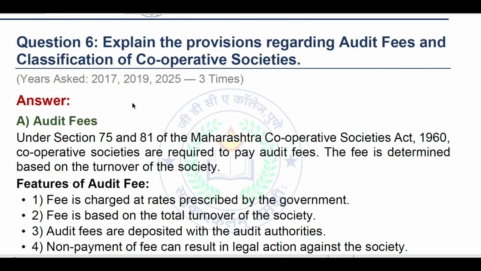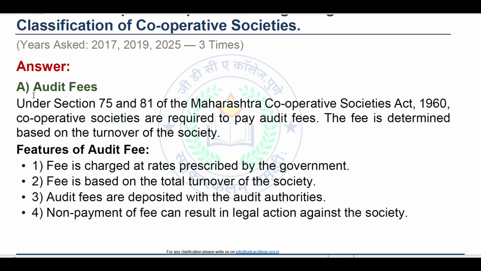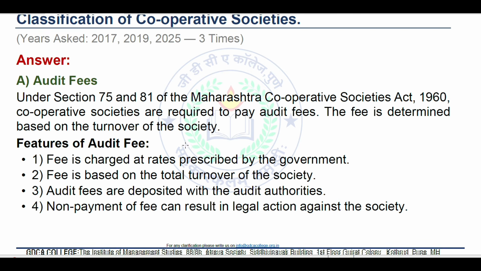Question number 6, explain the provisions regarding audit fees and classification of cooperative societies. Asked 3 times, so there is less chance this question will come, but if it comes, you can write accordingly. As I told you, make headings, and likewise you can write audit fees. What is the meaning of audit fees? Under sections 75 and 81 of the Maharashtra Cooperative Societies Act, MCS 1960, cooperative societies are required to pay audit fees. The fees are determined based on the turnover of the society.